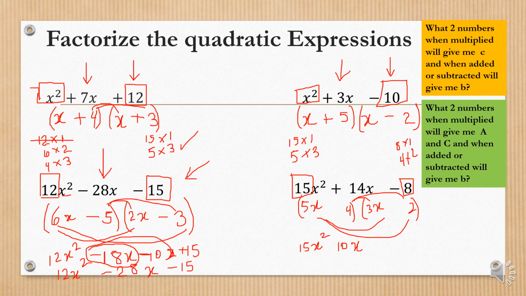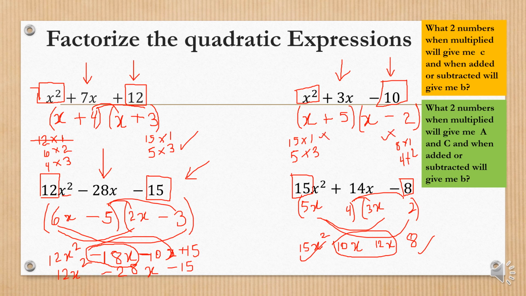Then I'm going to have 12x. Then I'm going to have 8. Now I'm getting my x squared, I'm getting my 8. But the question is, can I do anything with 10 and 12 to give me 14? No, I cannot. So as I can see, 15 and 1 and 8 and 1 didn't work.